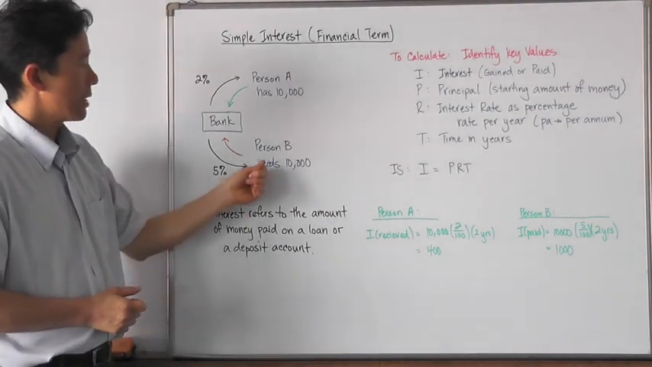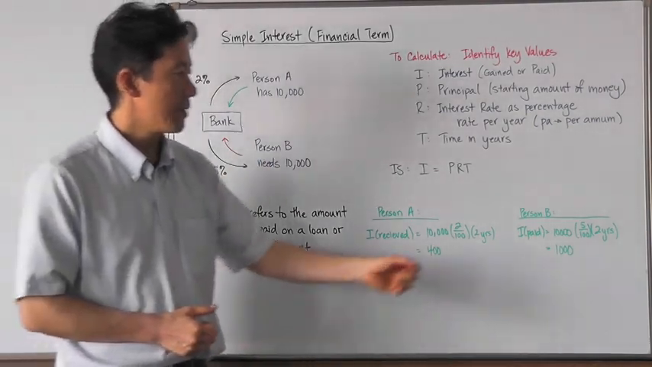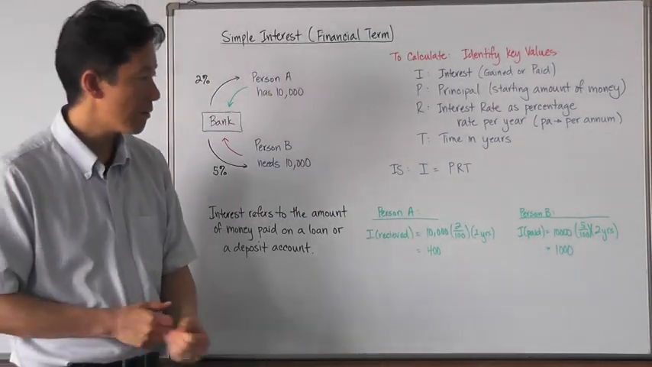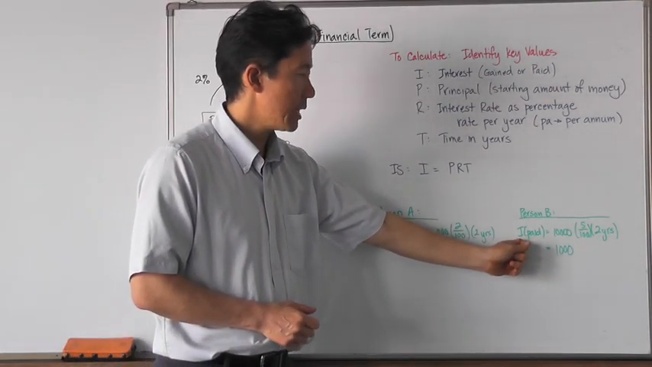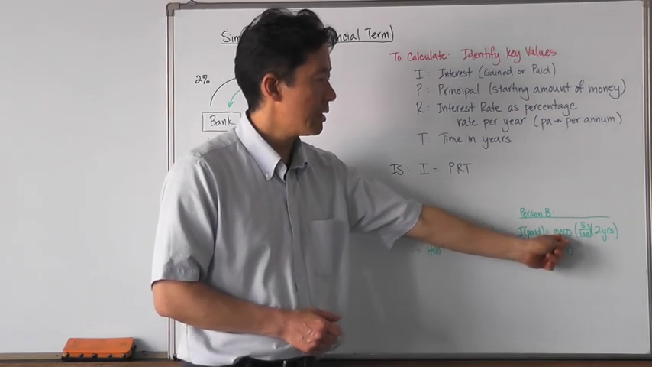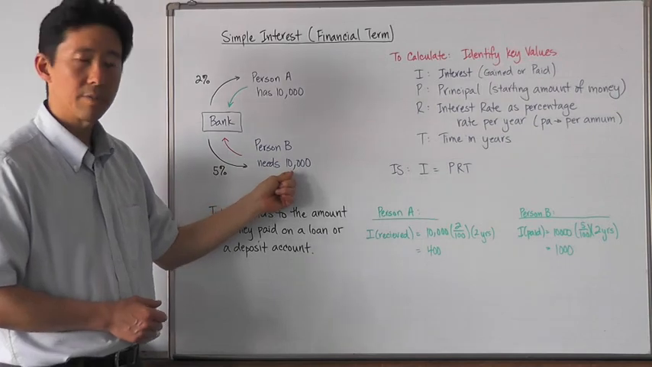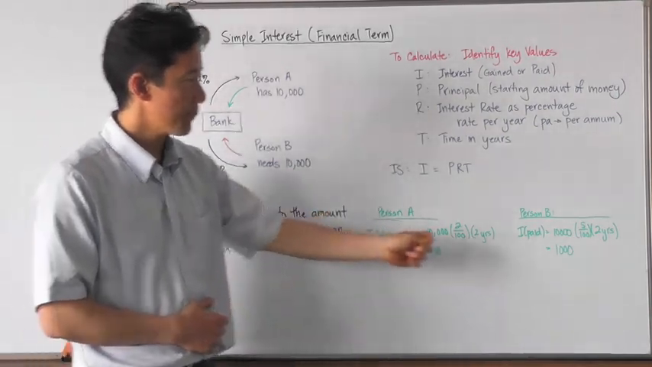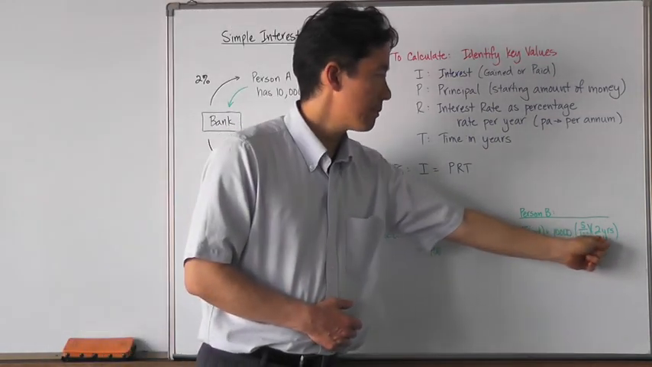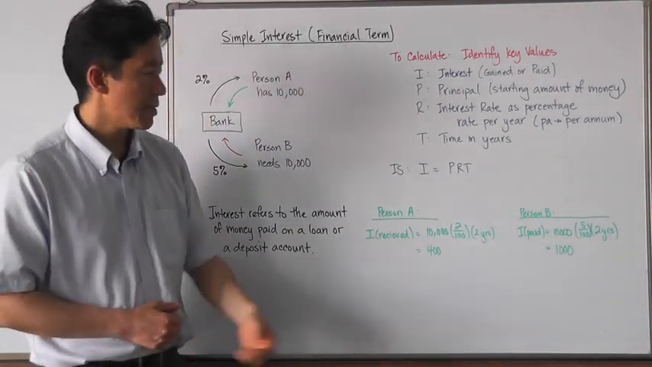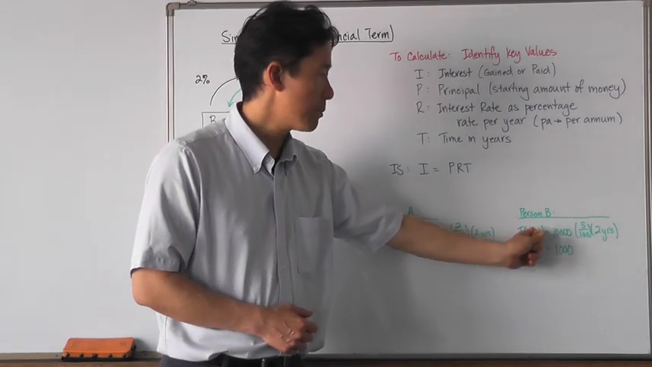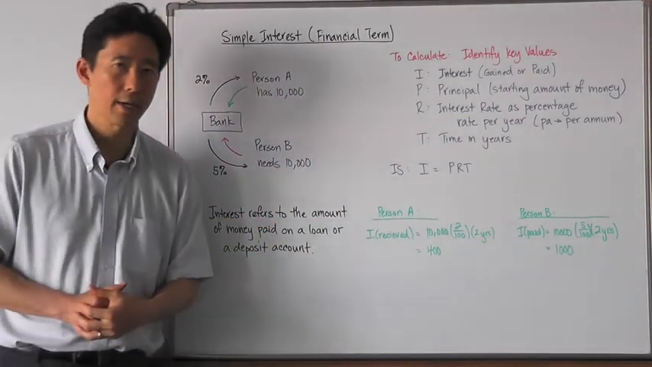Now, let's take a look at person B. Let's say that person B is also going to take 2 years to pay this loan off. So the interest that is going to be paid to the bank is calculated once again by using 10,000, because that's how much the loan was, times 5%, and times 2 years. And so notice again, we have 1,000 yen here for person B paying the bank back.